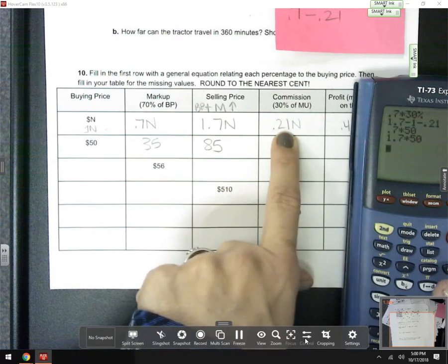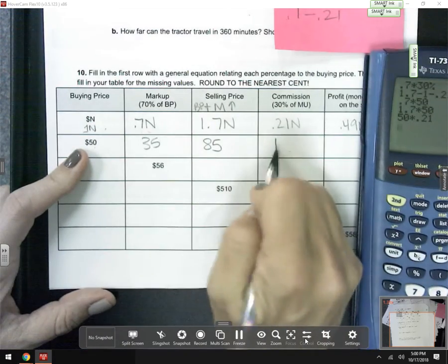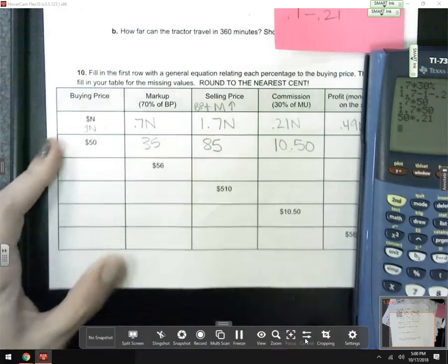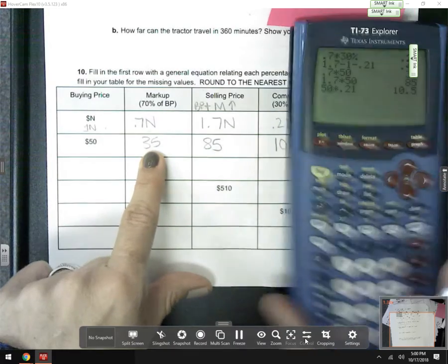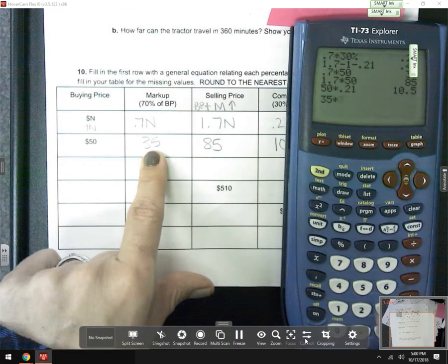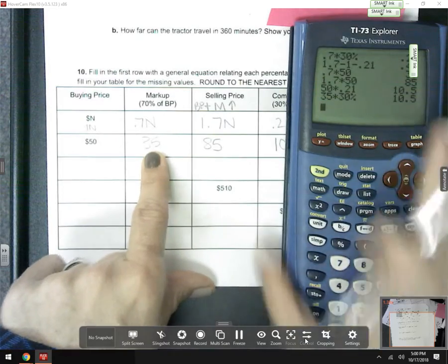So here's my general equation. I can do 50 times 0.21 and get $10.50, or I know my commission is 30% of my markup. I know my markup's $35. Either way, I got 10.5.